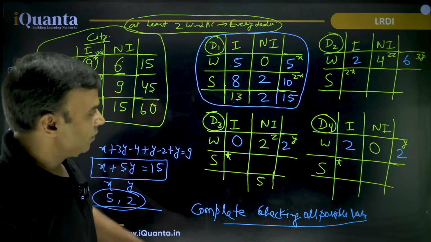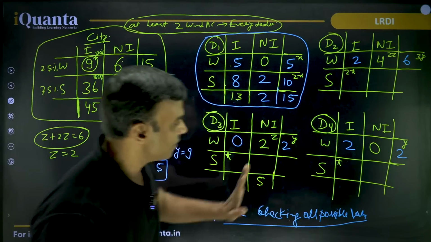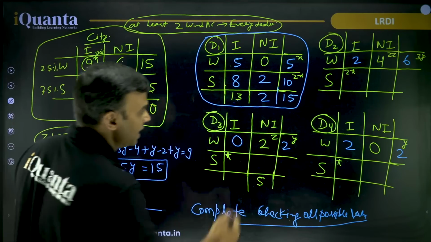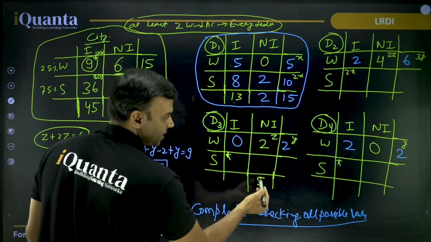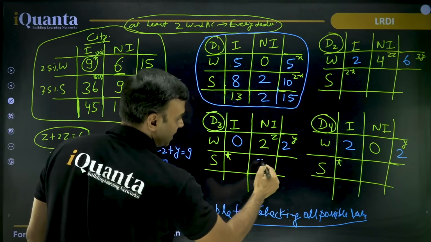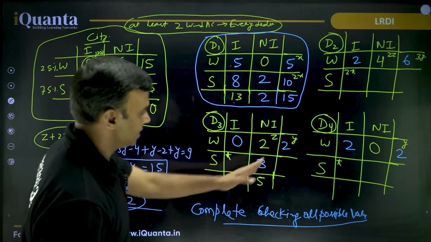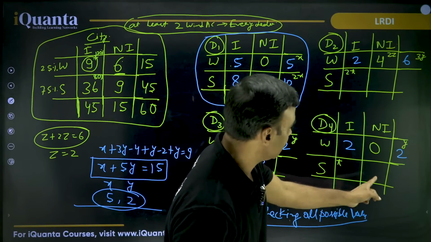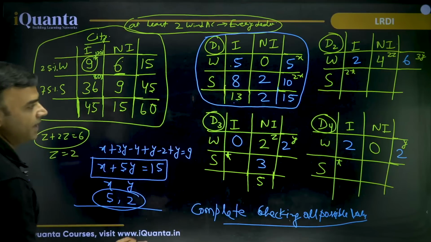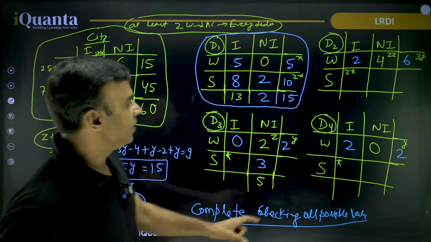Do we have information about others? Not as of now. Fine, no problem. We'll proceed. Non-inverter split in D3. In D3, non-inverter split, you see, total is 5. This is 2, so this has to be 3. This is 2, 5. Anything else that we can do here? No. Fantastic.